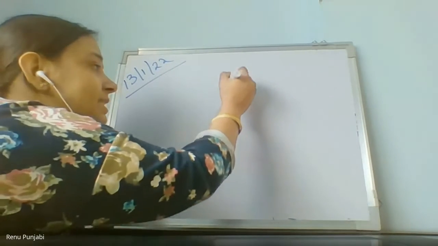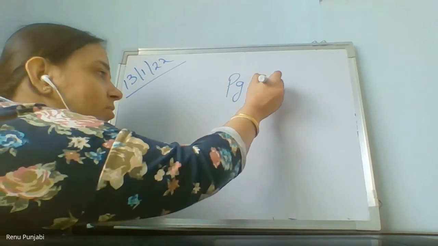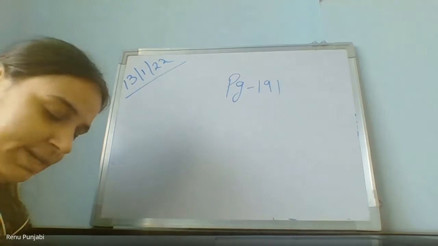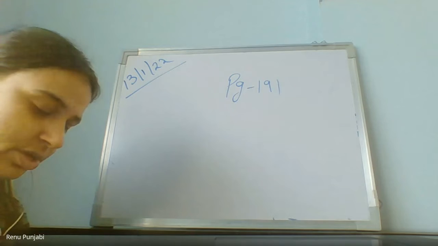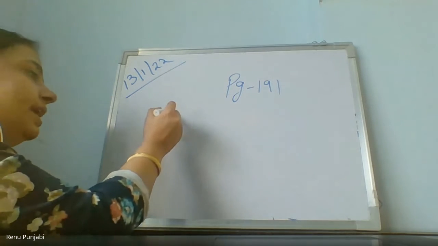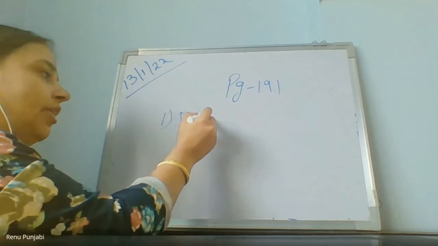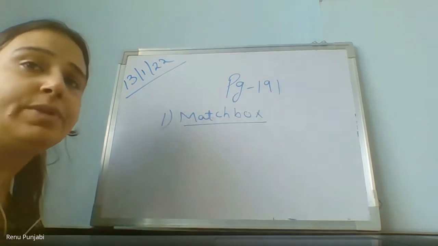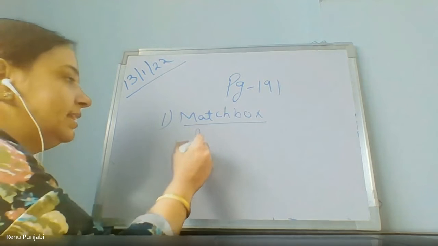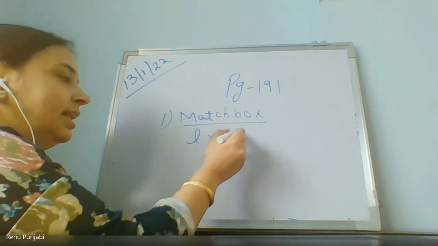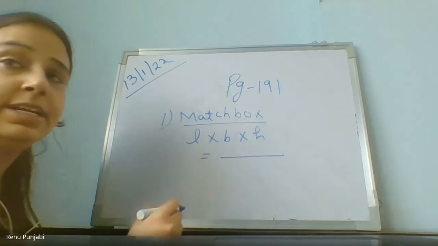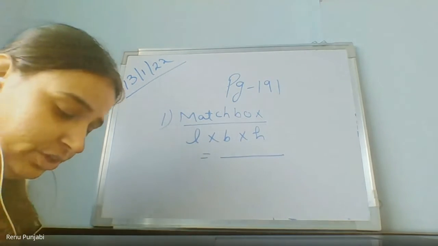So everyone, please take out page number 191. As we were discussing the matchbox, can you find the volume of a matchbox? Of your individual matchbox, those who have brought it for the activity as I told you to bring. Find the length, breadth and the height, multiply them and find the volume and write it in your textbook.